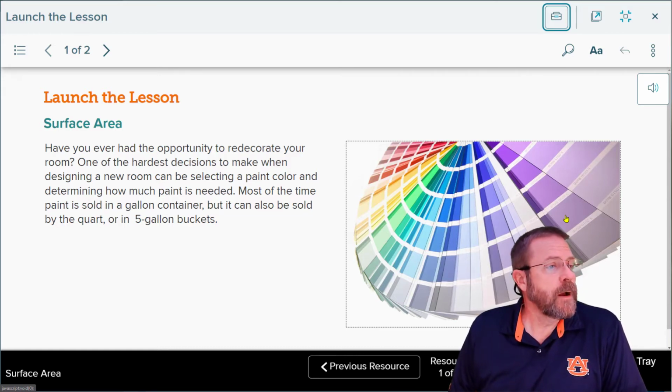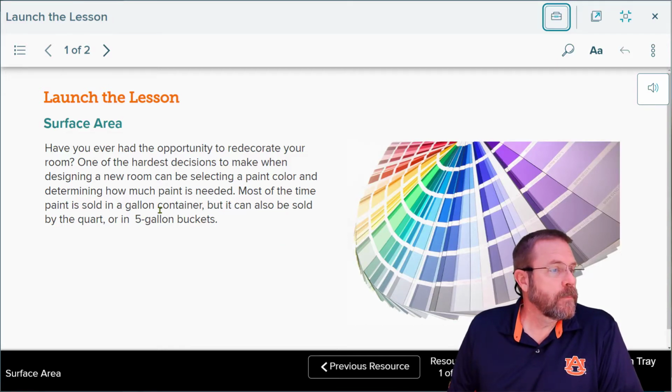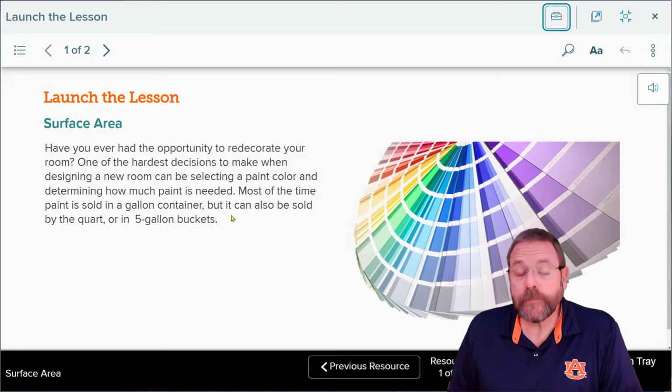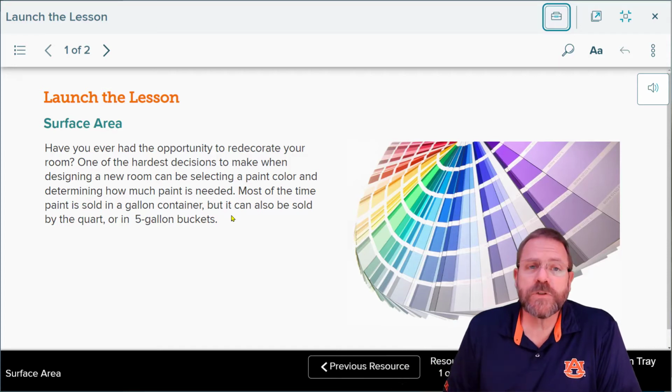Have you ever had the opportunity to decorate your room? One of the hardest decisions to make when designing a new room can be selecting a paint color and determining how much paint is needed. Most of the time, paint is sold in a 1-gallon container, but it can also be sold by the quart or in a 5-gallon bucket. So you've got 3 different sizes, and you only want to spend so much money, right? So you don't want to buy 5 gallons worth of paint when a quart's going to get the job done for you.